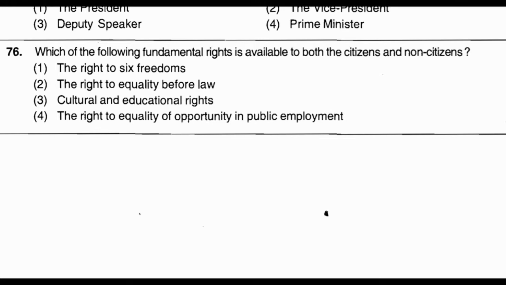Now question number 76. Which of the following fundamental rights is available to both the citizen and non-citizens? Option number 1, the right to 6 freedoms. Option number 2, the right to equality before law. Option number 3, cultural and educational rights. Option number 4, the right to equality of opportunity in public employment. And the correct answer is option number 2, that is the right to equality before law.